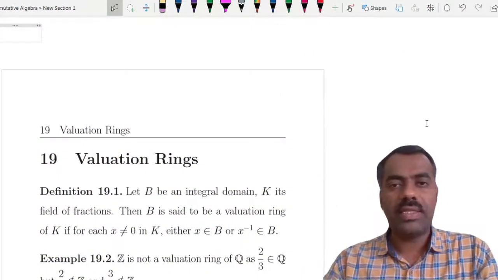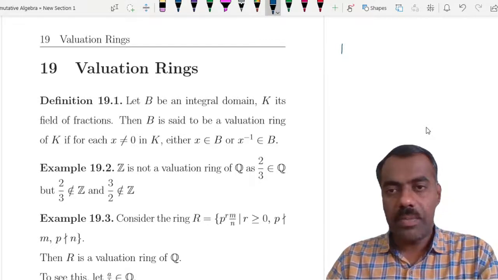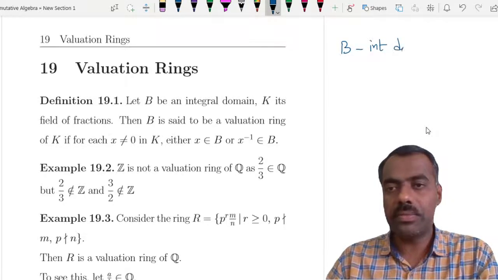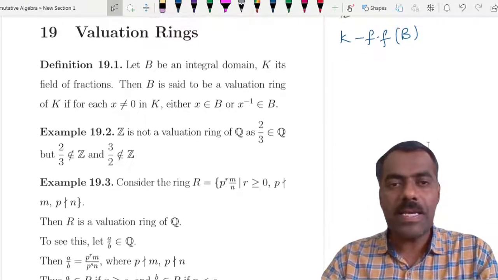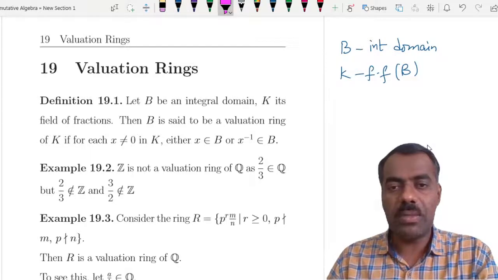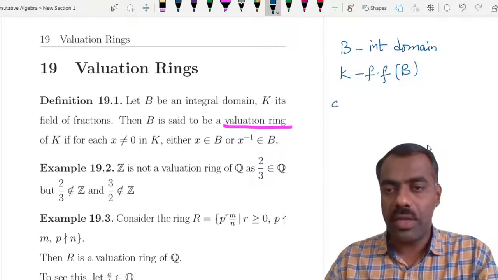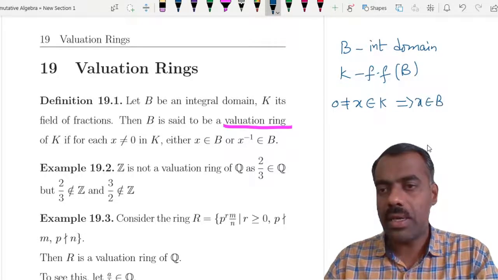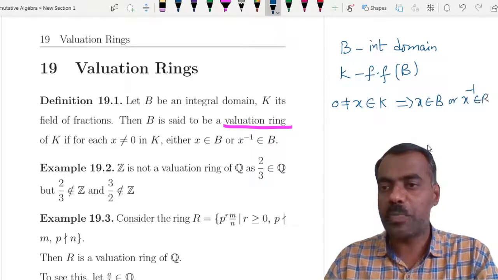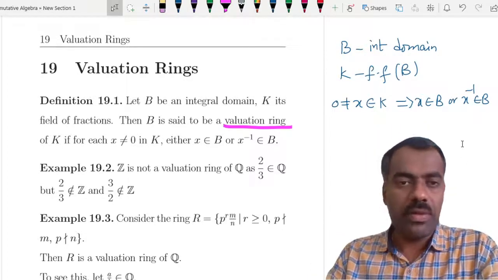Okay, so let's start with the definition of a valuation ring. Take B, which is an integral domain, and K is its field of fractions. Then we say that B is a valuation ring of K if, for any non-zero element x in K, either x is in B or x inverse is in B. So either x or its inverse should be coming from B.